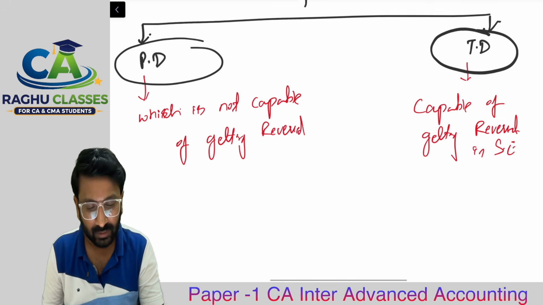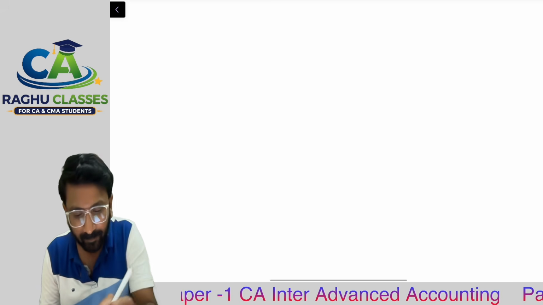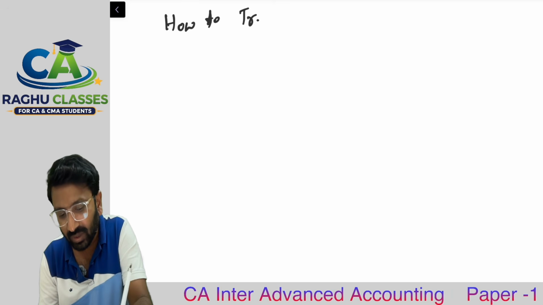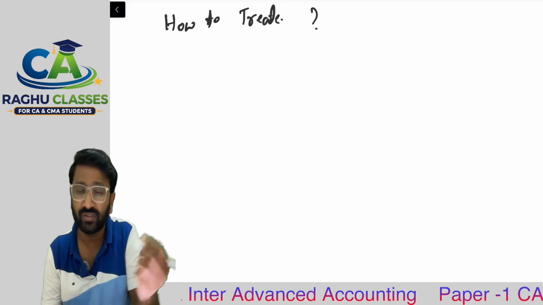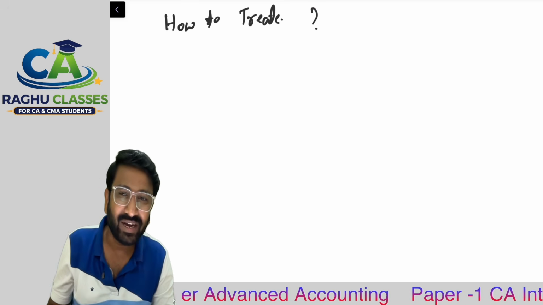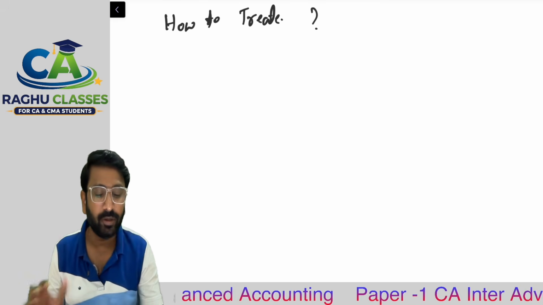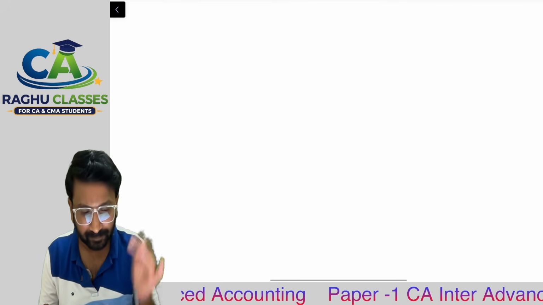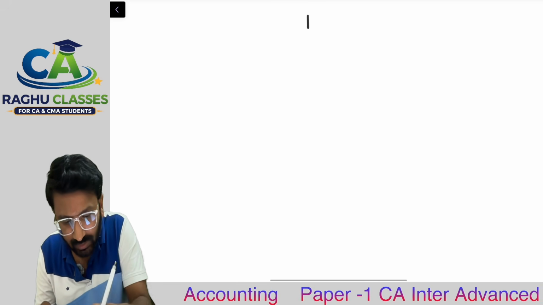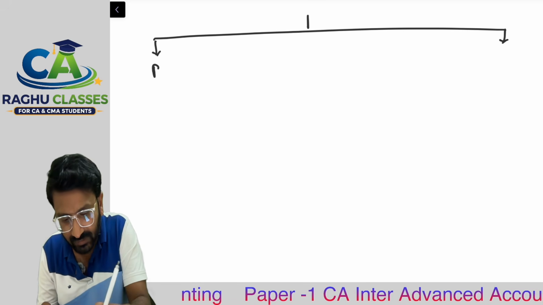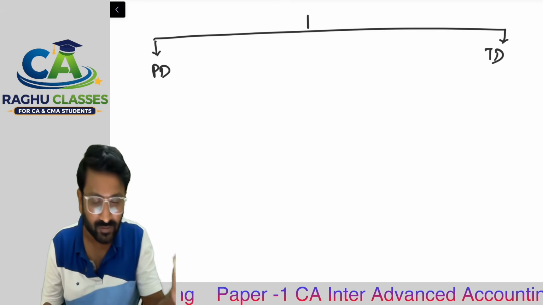Now, we'll move on to the next topic. How to treat these differences? Which is very, very important. So the entire gist of AS 22 is going to be understood from this particular topic. Now, how do you treat that? See, we understood there could be two types of difference. One is permanent difference, the other one is timing difference.